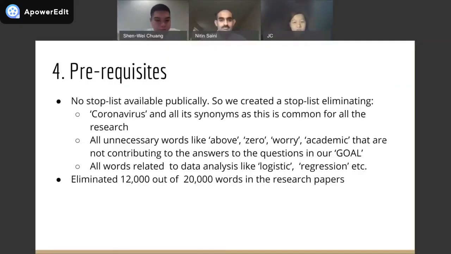So there is no stop list we can use by hand. So we create a stop list to exclude the least important words in the abstract content like coronavirus, above, zero, worry, academic. Those words are useless in our analysis. And we keep words like logistic, regression, trial. Those words contribute to the results. And in the end, there are 12,000 words total to be eliminated. Next, please.